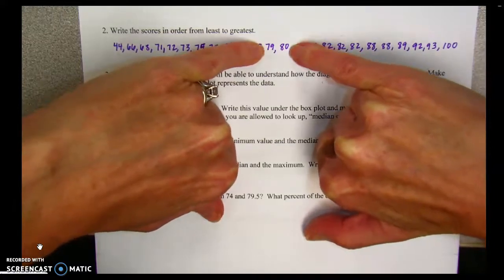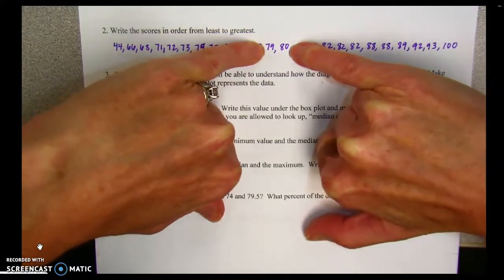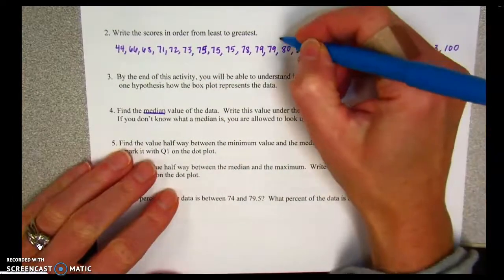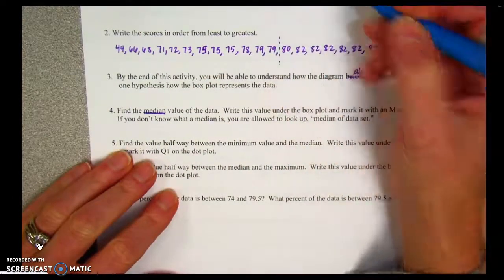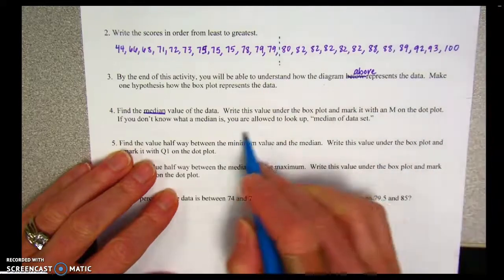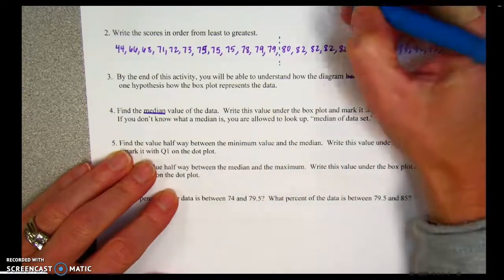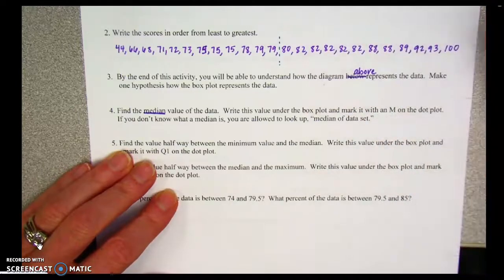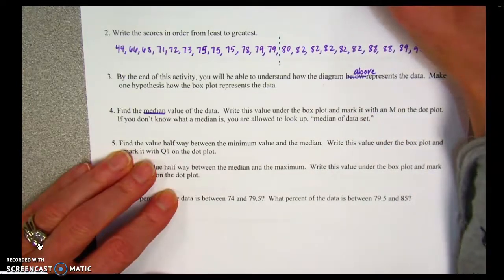And it's right there in between 79 and 80. What would be halfway in between 79 and 80? It says write this value under the box plot. 79.5 would be right there, and mark it with an M.